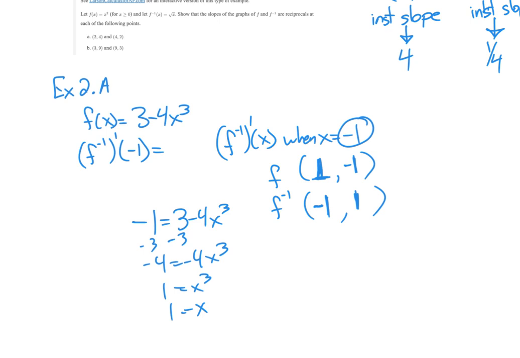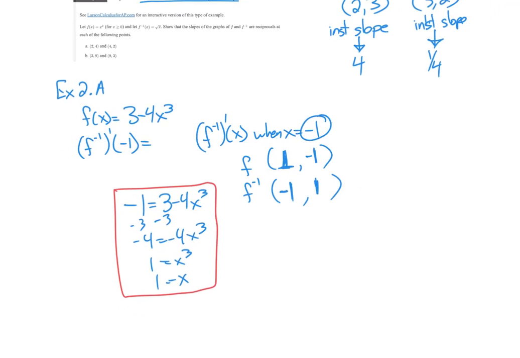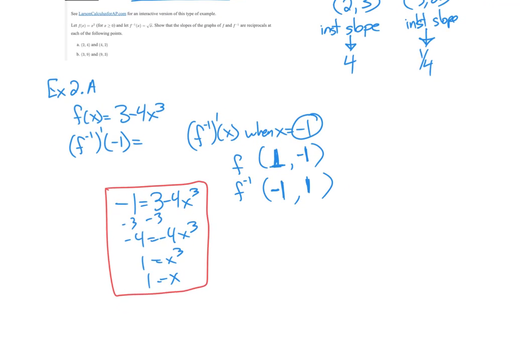Okay, so this work is done. I can ignore that. Now I need to find the derivative of f at 1. So f prime of 1 equals negative 12x squared. I should probably just put an x there. So f prime of 1 equals negative 12.